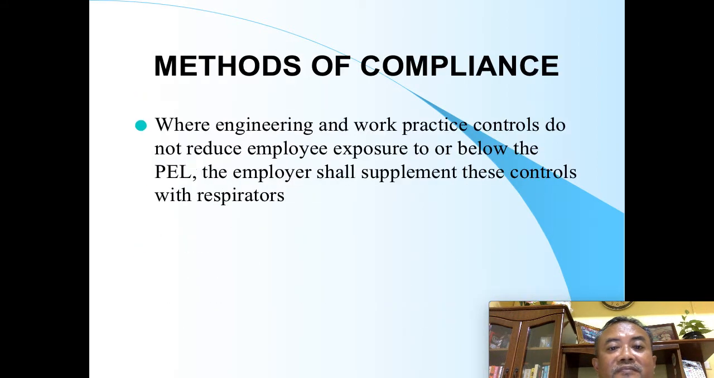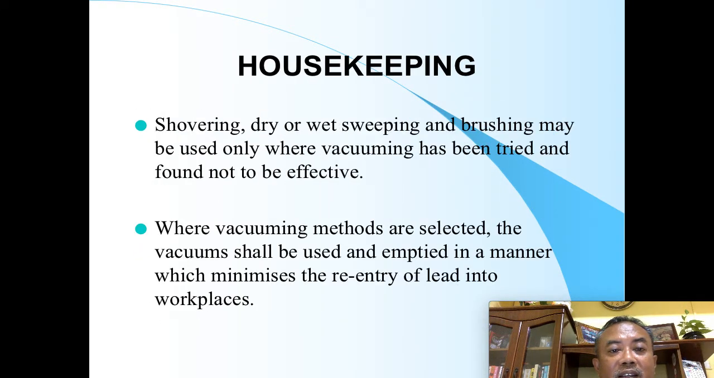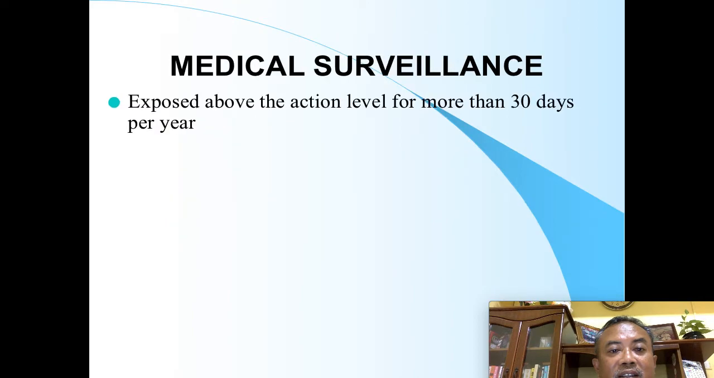Kalau action level, dia working at action level more than 75, so they being exposed of more than 75 action level, they have to do medical surveillance. If they work 30 days per year and above the action level, which is 75, permissible action level, we call it.